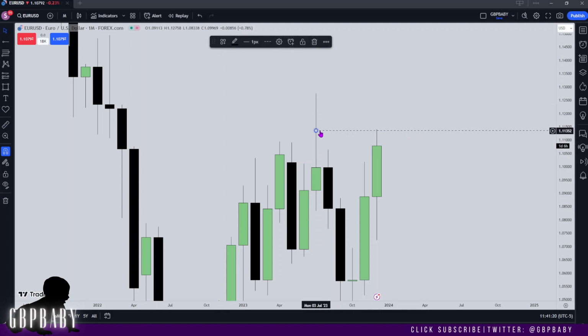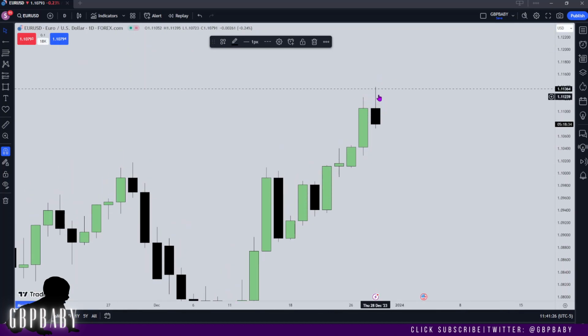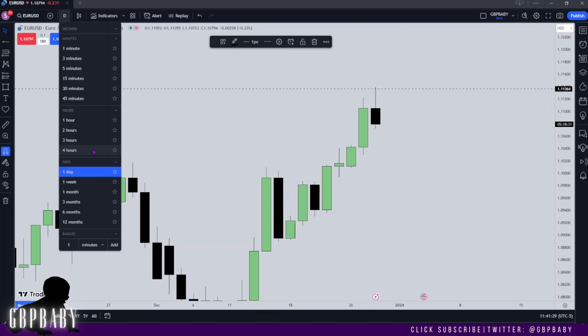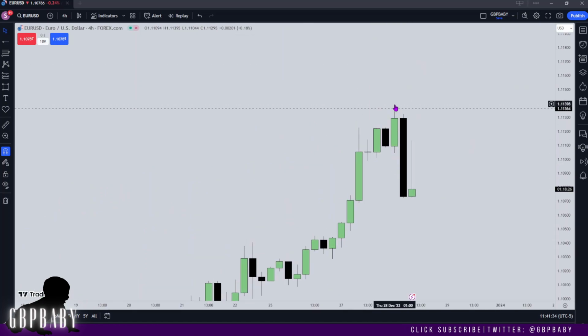So what you'll see is that I had this marked out, and then if we drop down to the daily, you'll see that today we actually traded up to that consequent encroachment, and that's where we got the reaction that I was able to short from. So if we drop down to the 4 hour, we can have a better look. You'll see we traded higher, traded right into that consequent encroachment, and then we had this large reaction to the downside.